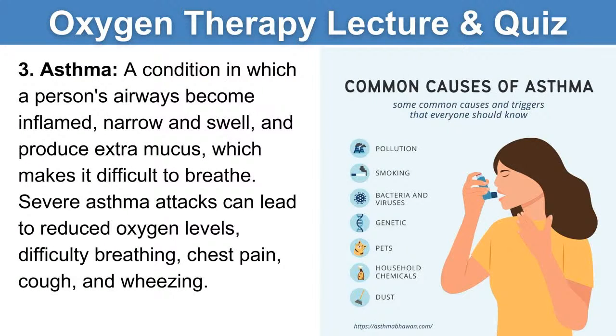Asthma. Asthma is a condition in which a person's airway becomes inflamed, narrow, and swollen, and it can also cause mucus production. It makes it difficult for that person to breathe. Severe asthma attacks can lead to reduced oxygen levels, difficulty breathing, chest pain, and wheezing. Some of the causes or triggers of asthma could be pollution, smoking, bacteria, genetics, so it can run in the family, pets, their fur, the dander, household chemicals, and dust.